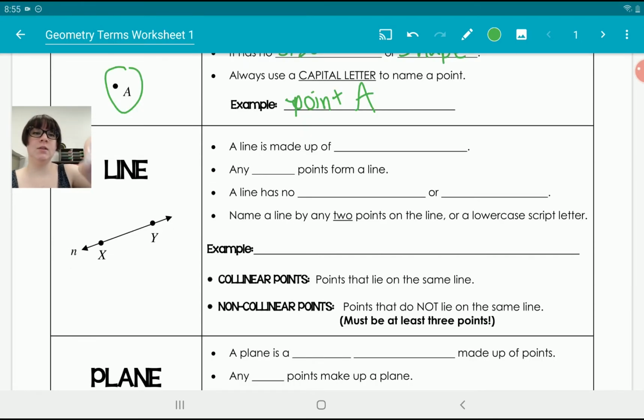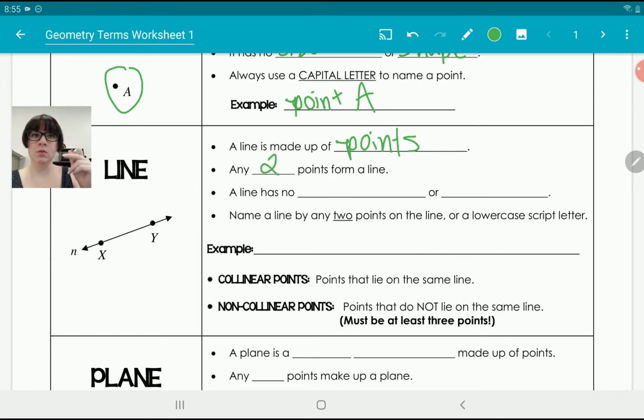So a line looks like this. We've already seen it. You drew an example, okay? It's made up of just a bunch of points. All the points in either direction. It continues on. That's what these arrows mean. The arrows just mean that it continues on in either direction and it doesn't stop. It continues on infinitely. So any 2 points are going to form a line.